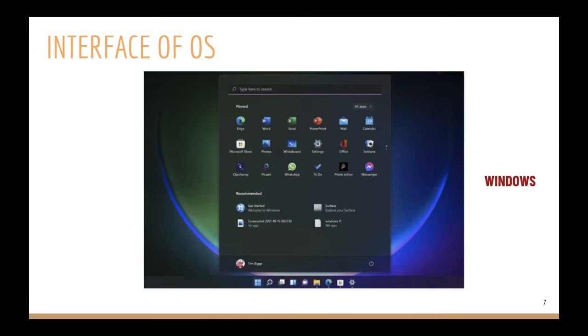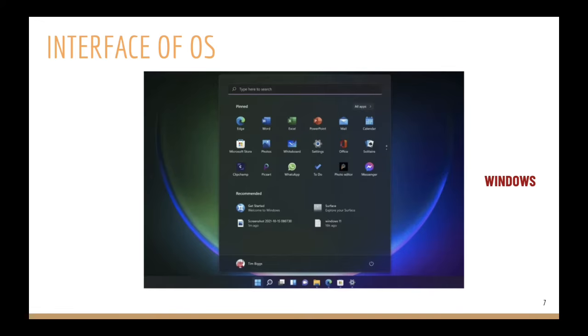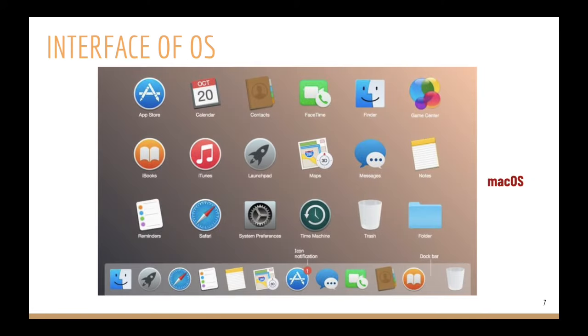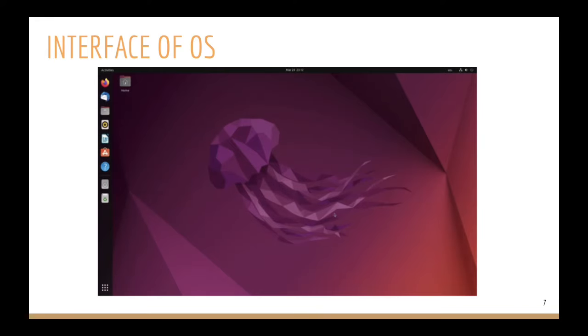Let's see the interface of different operating systems. So this is the interface of Windows 7. Typically Windows 7 has this type of interface. Interface means this is the look and feel of the operating system. If I talk about Mac operating system, this is the interface of Mac operating system. It's developed by Apple. If I talk about the interface of Ubuntu, this is how an Ubuntu interface looks like.